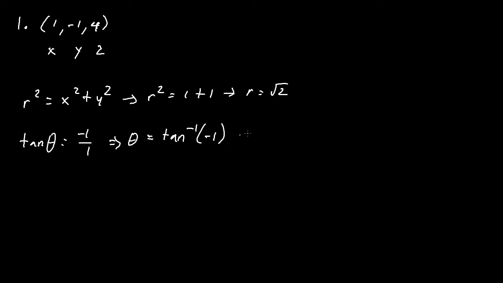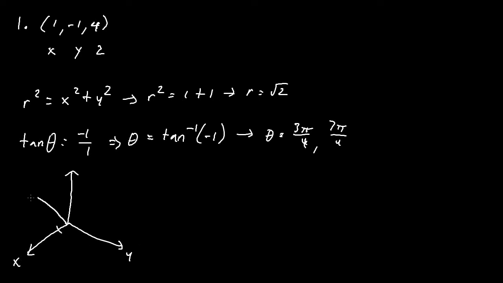So what value did we take the tangent of to get negative 1? Well, be careful over here, because there are actually two values. Theta can either equal 3 pi over 4 or 7 pi over 4. So we have to go ahead and graph these rectangular coordinates to see what theta value works. So if we go ahead and graph 1, negative 1, 4, so we'll go 1 on the x, negative 1 on the y, and then 4 on the z axis. So it'll be somewhere around here.